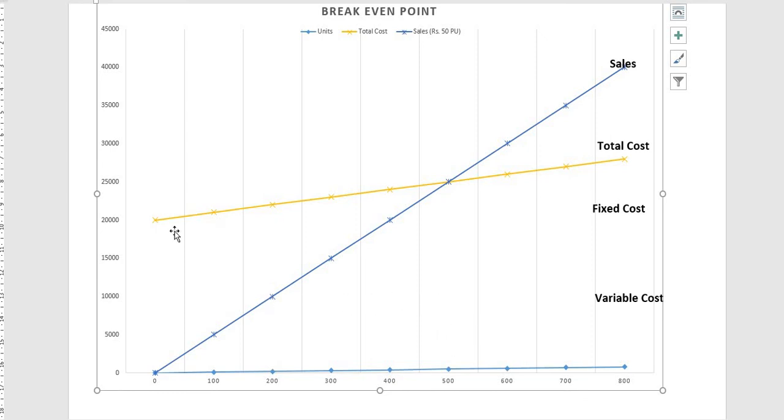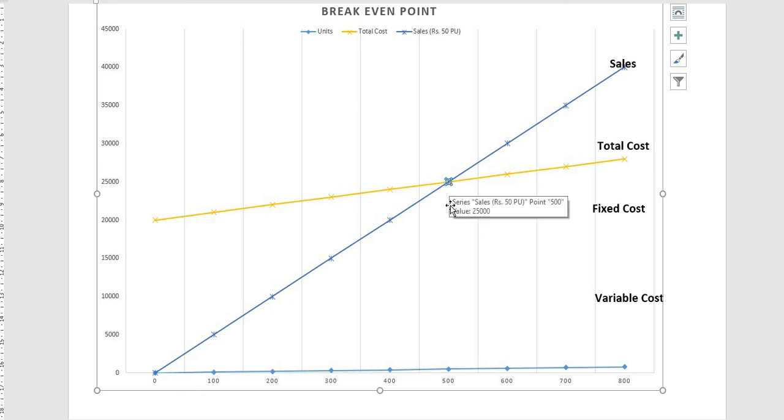Now we are left with only two lines, the total cost line and the total sales line. The point of intersection is here. The point at which the sales line intersects the total cost line is called the break-even point. This point will be called the break-even point.